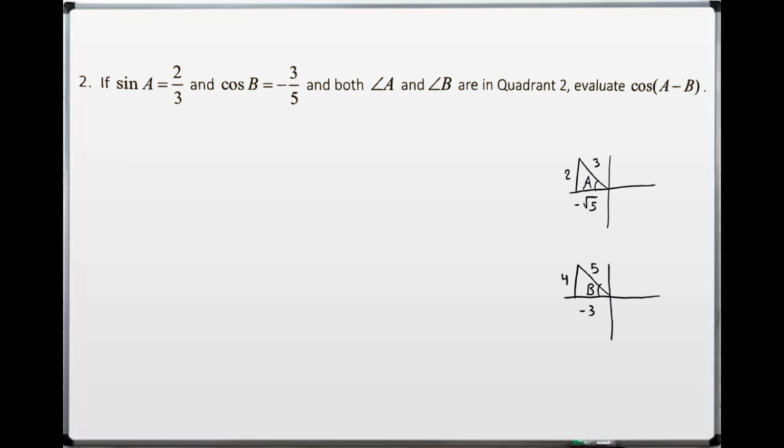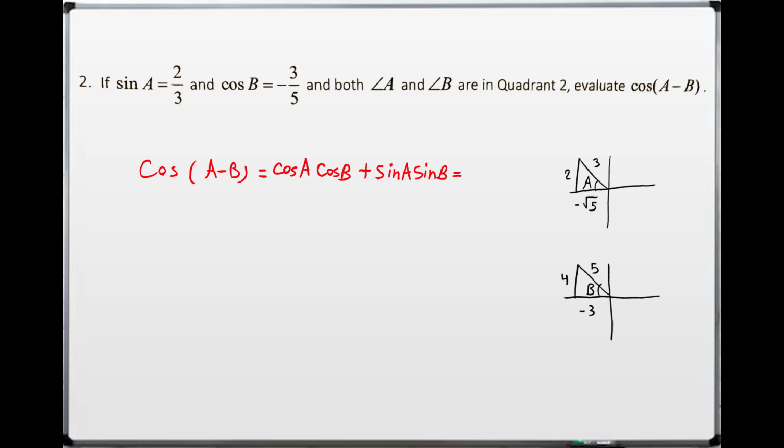Sine of angle A is 2 over 3, which means the opposite side of angle A is equal to 2 and the hypotenuse is equal to 3. And about angle B, the cosine of it is negative 3 over 5, which means the adjacent side is equal to negative 3 and the hypotenuse is equal to 5. Okay, now we've got the angles, and let's see what we are going to evaluate.